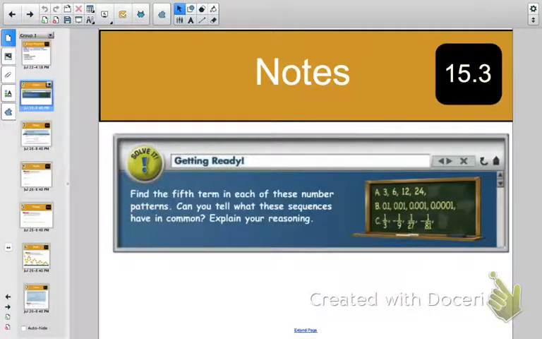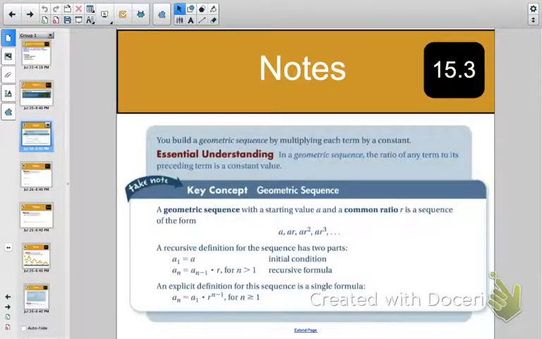And this one goes from 1/3 to negative 1/9 to 1/27 to negative 1/81. So the bottom is multiplying by 3, and it's alternating signs. So maybe like 1/243 or something like that. So those are all geometric sequences because the ratio of any of its terms to its preceding term is a constant value, meaning you're multiplying by the same thing every time.